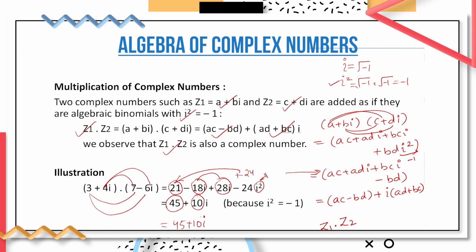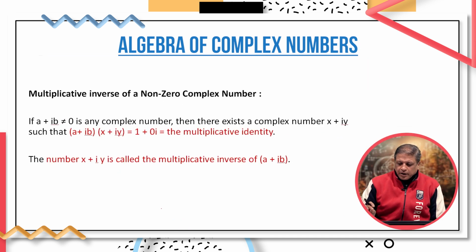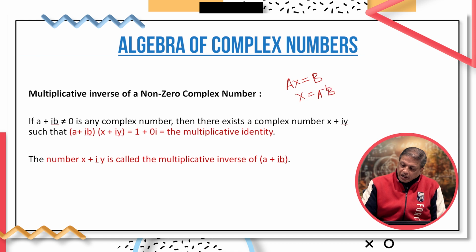I hope you understand how the multiplication of complex numbers is to be done. Now, there is an important concept which is known as the multiplicative inverse of a non-zero complex number. As we found the inverse of A when we were solving the system of linear equations Ax equal to b, we learned x is equal to A inverse b. We also saw that A inverse of A is equal to the identity matrix, which means it will give you the answer 1.